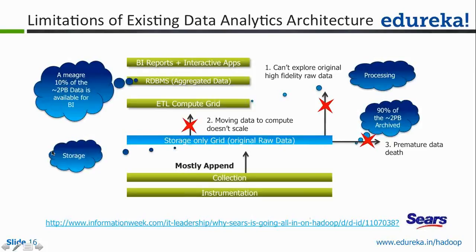Let me repeat this once again. What is happening here? Here is your instrumentation and data collection. This data is getting stored into a storage network. This is all raw data, and a lot of this data gets archived over a period of time. The data is moved into an ETL layer where you do extract, transform, load. Everyone understands what ETL is?